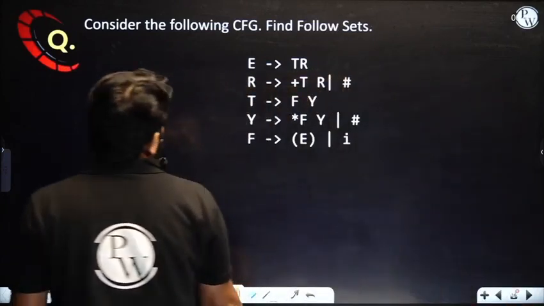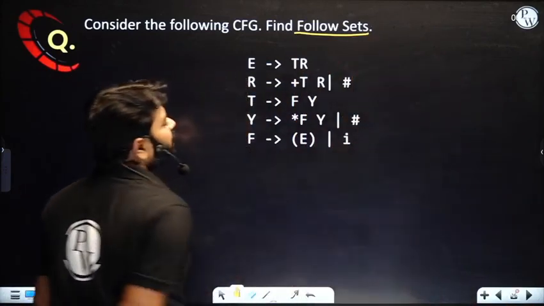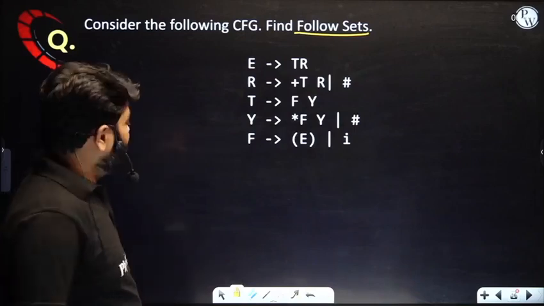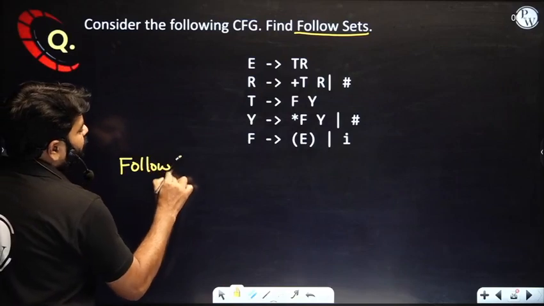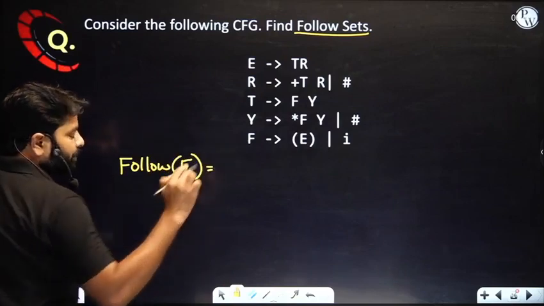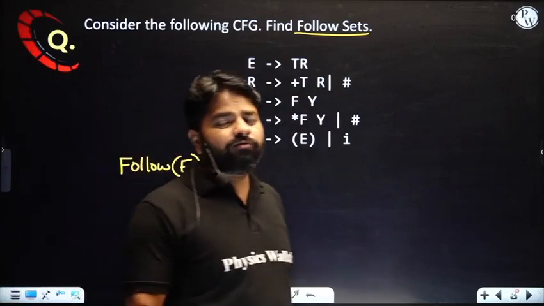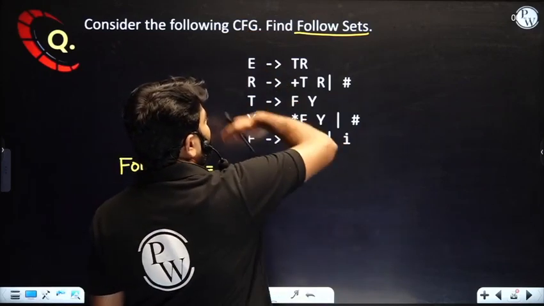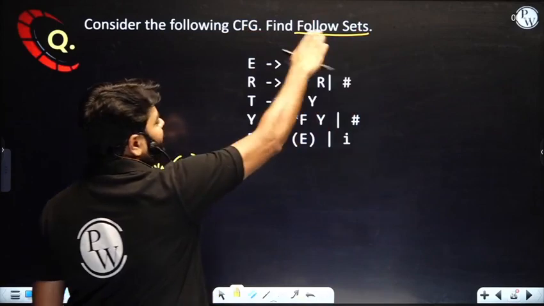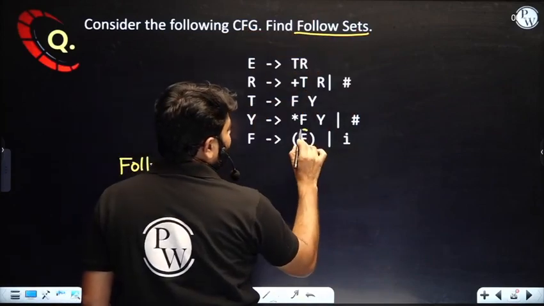Next question is computing follow sets. Computing follow sets. First computation: follow of E. Let us do one by one. When I am computing follow of E, your focus is only on E. So in this grammar, do you have E anywhere? Yes, you have one place.